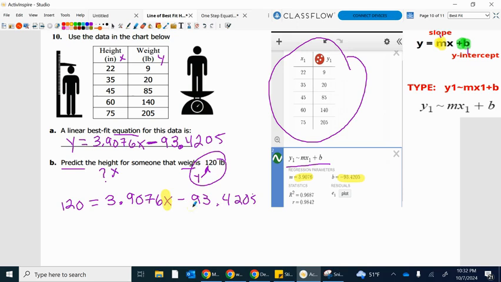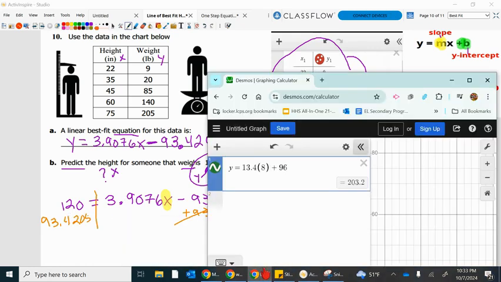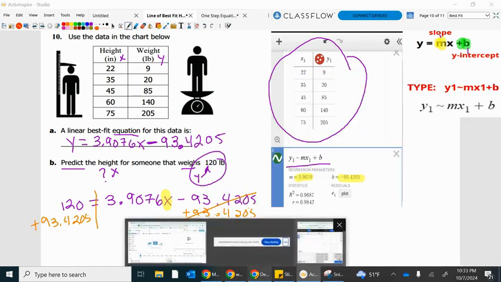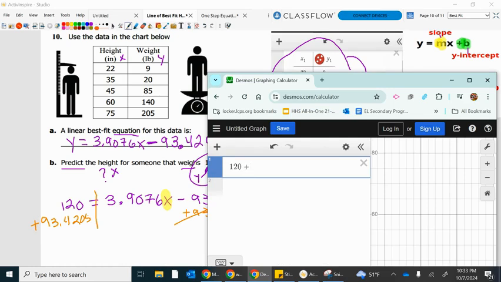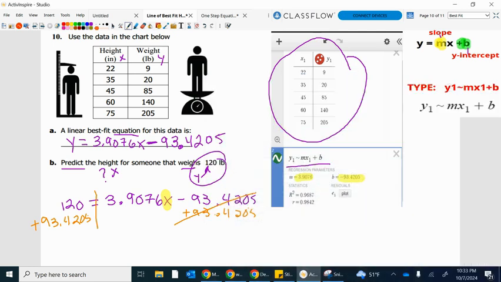We are solving for X. That means we need to cancel this number first. If this is subtract, we're going to add this number to both sides. Cancel. Okay, then we're going to go ahead and put it into Desmos. And that's going to be 120 plus 93.4205. And we get 213.42. I'm just going to go ahead and round that.